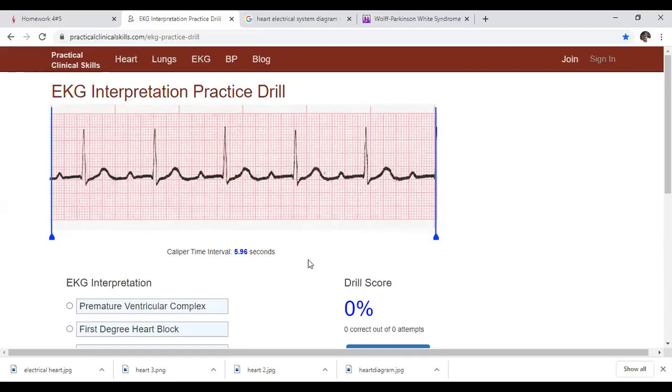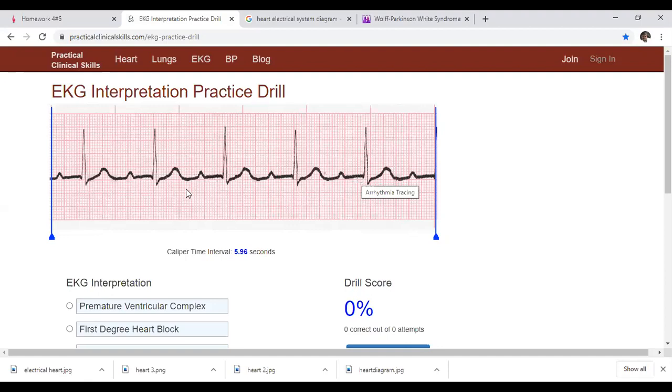No, not tachycardia. Definitely not that. Look at the time, right? That's a 6-second strip. So when you count the R's, it's 1, 2, 3, 4, 5, 6 R's. That's about 60. So it's not tachycardia, right?